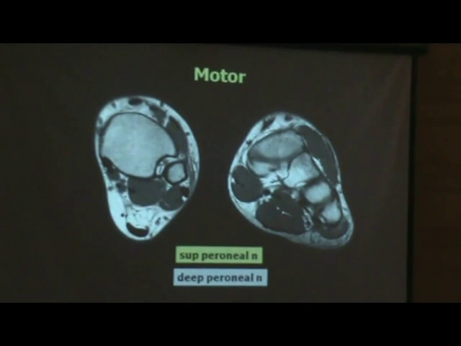How about the motor innervation? The superficial peroneal nerve covers proximally both peroneus longus and brevis muscles and tendons, as you can see here. And the deep peroneal nerve will give the rest of the motor innervation. So starting with the extensors, extensor digitorum longus, extensor hallucis longus, and anterior tibialis, as well as the extensor hallucis brevis and extensor digitorum brevis muscles highlighted in the coronal imaging on your right side.